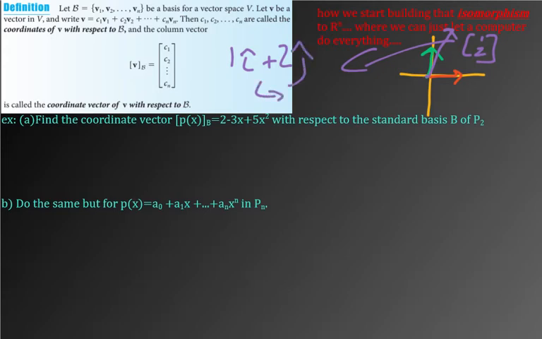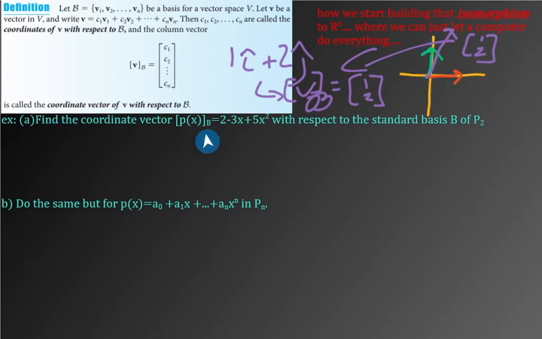plus two j hats. And so we get v with respect to that standard basis is equal to 1, 2. That's just how we're used to writing it. That's how we think of 1, 2. It's just built out of one of these basis vectors plus two of these.